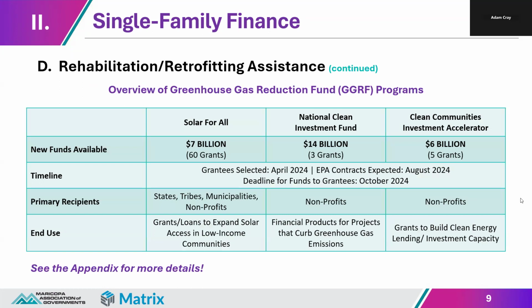So here is just a brief overview of the rehab and retrofitting assistance that's available under the GGRF. There are 3 programs of note: Solar for All, National Clean Investment Fund, and the Clean Communities Investment Accelerator. I provide more details on all of them and eligibility and all those sorts of things in the appendix, but the thing to note is that there are a lot of funds available.